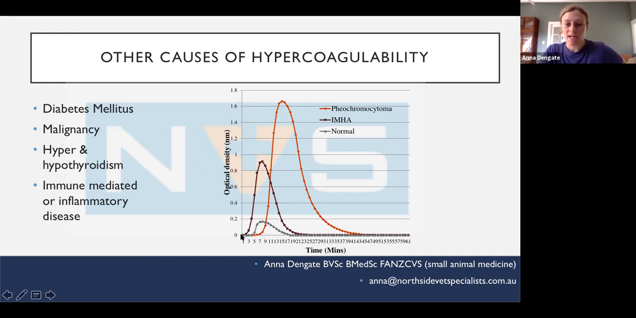We've got a dog with IMHA, and you can see that the propagation phase starts much earlier, starting at around the 2-minute mark in that dog. And the amount of clot formed is significantly higher than in the normal dog.